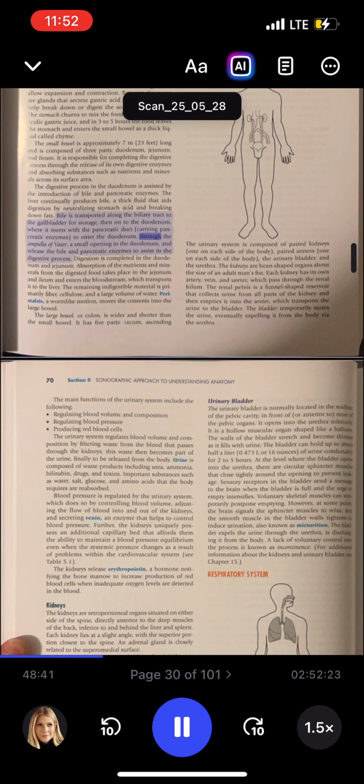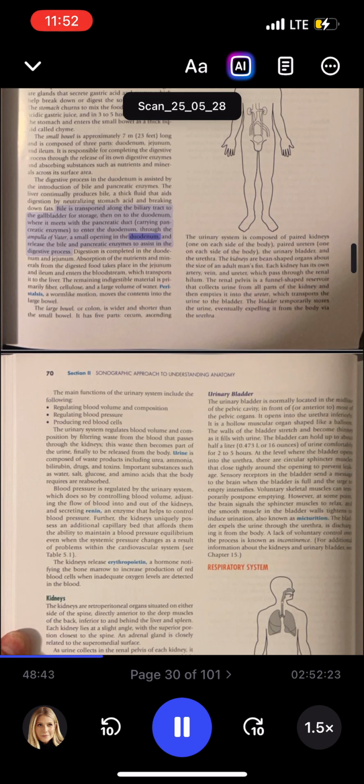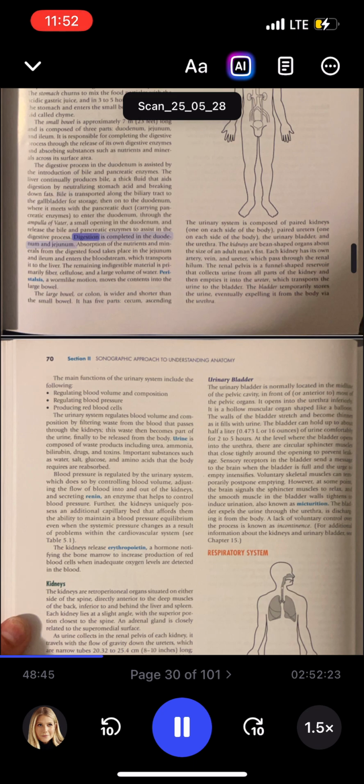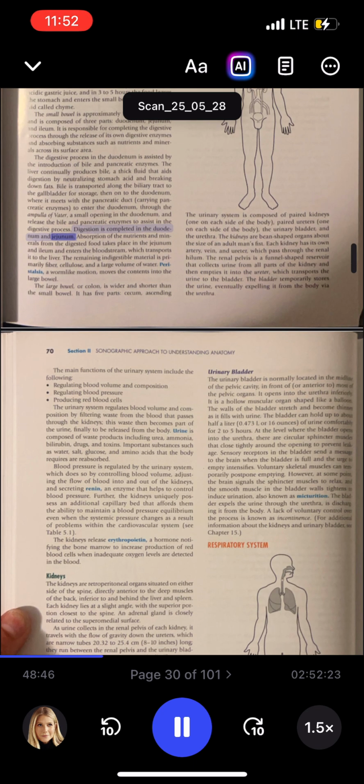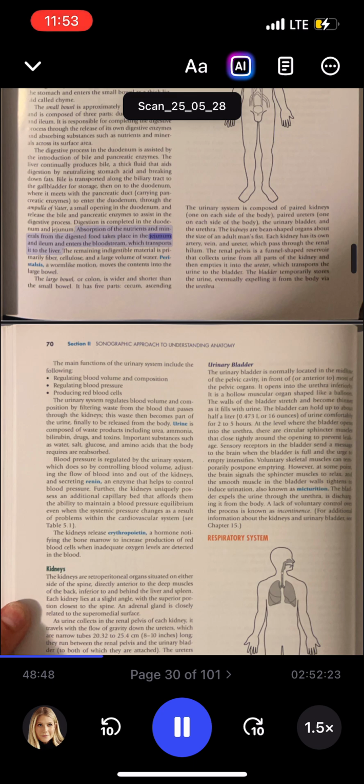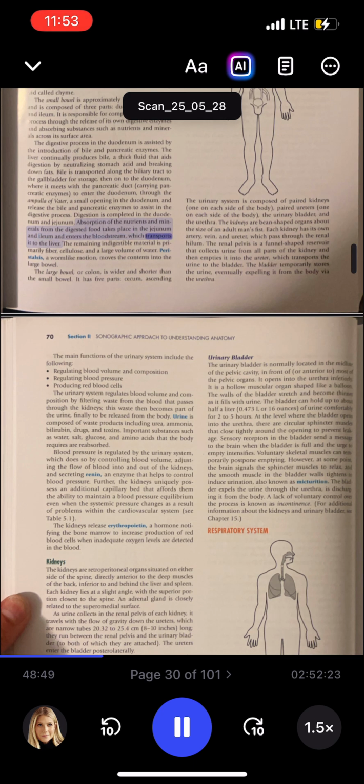To enter the duodenum, through the ampulla of Vater, a small opening in the duodenum, and release the bile and pancreatic enzymes to assist in the digestive process. Digestion is completed in the duodenum and jejunum. Absorption of the nutrients and minerals from the digested food takes place in the jejunum and ileum and enters the bloodstream, which transports it to the liver.